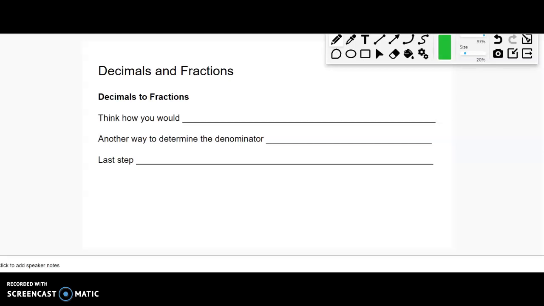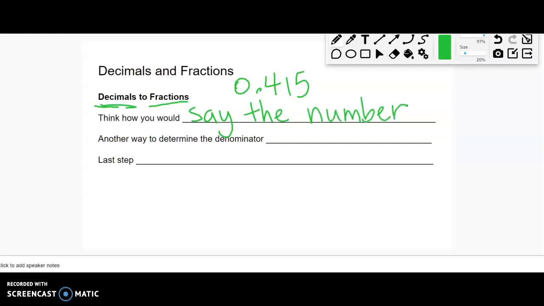So what you want to do is think, if we're talking about decimals to fractions, if I'm given a decimal number like this or like this or like this, think how you would say the number. Because when we say it, we always say tenth, hundredth, thousandth. That place will give us a clue, or will tell us what the denominator is. So if it's thousandths, I know 1,000 is going to be my denominator. If it's tenths, 10 will be my denominator. Hundredths, 100 will be my denominator.